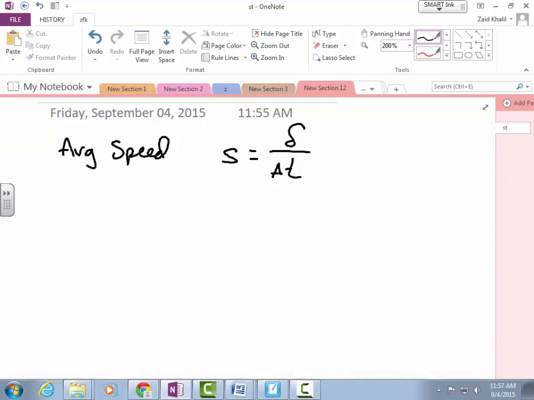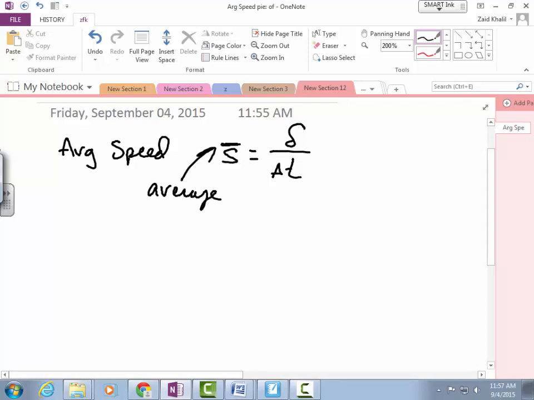If I'm going to denote an average, I need to give it a bar on top. That bar means average. Average speed and average velocity, by definition, occur over a period of time. You cannot talk about the average speed in an instant. It's called an instantaneous speed. Similarly, you can't talk about an average velocity over an instant. That's called instantaneous velocity. Average velocity, by definition, occurs over some time interval.